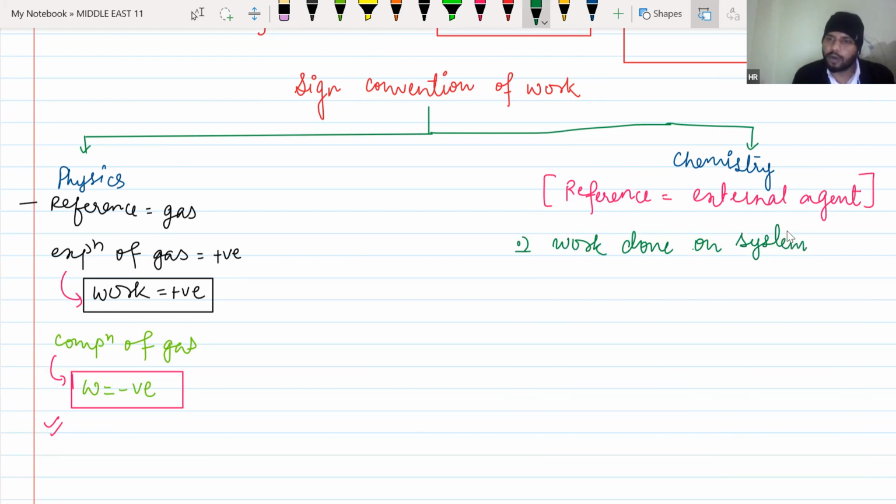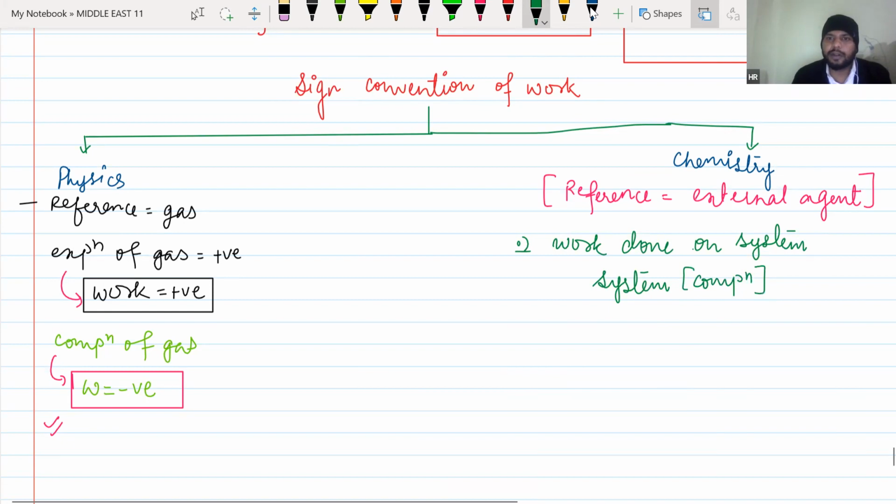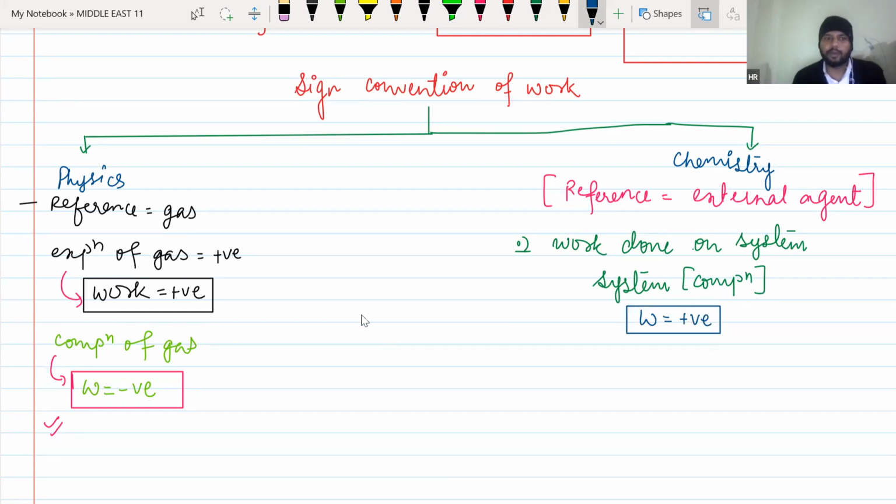If you do work on the system, will it expand or compress? Let me know. Compress, sir. It will be compressed. Then compression will take place, and whenever work is done on the system, work done will be positive. Now you can see the difference: negative, positive, positive, negative.